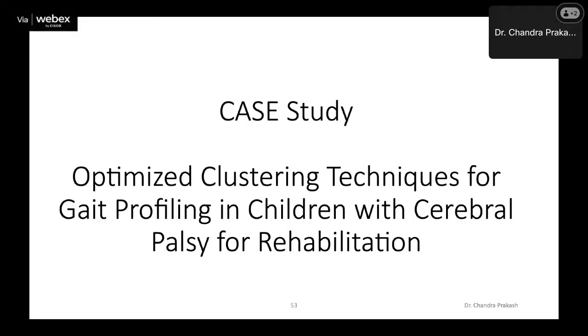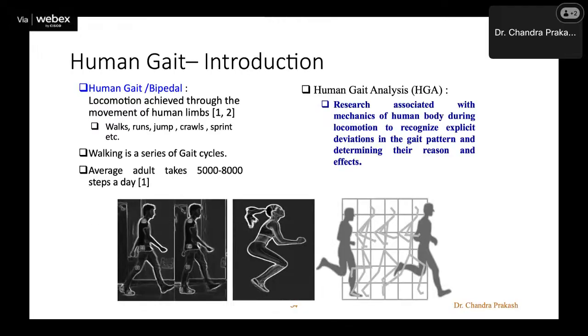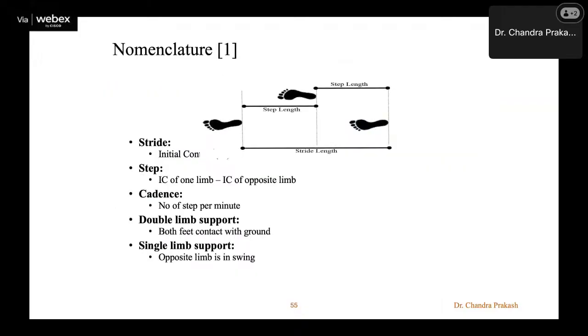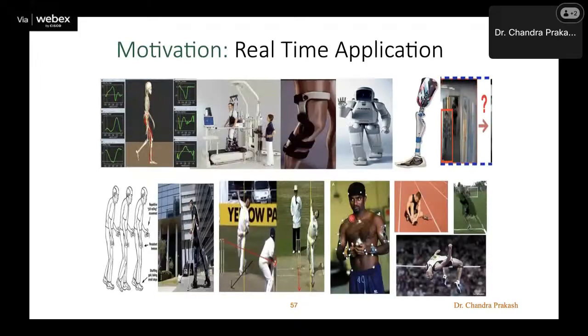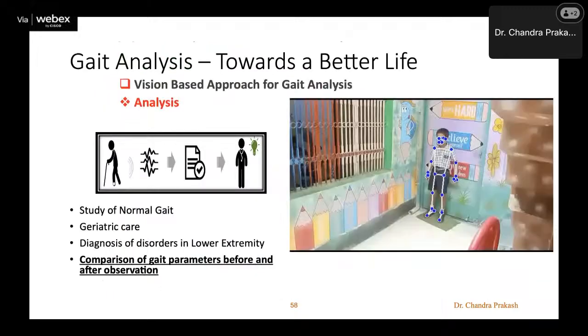For that, I am considering this optimized clustering technique for gait profiling in children with cerebral palsy. As I was telling you, human gait is a way of locomotion. The average adult takes around 5,000 to 8,000 steps a day. This is the minimum you should walk. In that, we have the concepts of stride, stance, cadence, step, double limb support, single limb support, and like that. And we have a lot of applications, as you can see over here as well. We can use it for medical purposes, rehabilitation, robotics, biometrics, sports, and elder care.